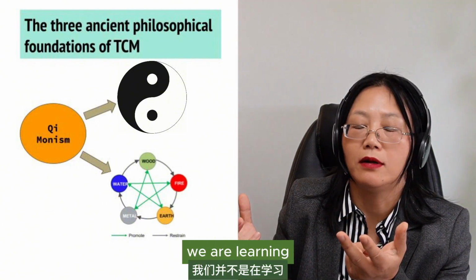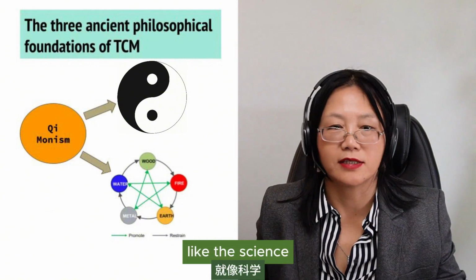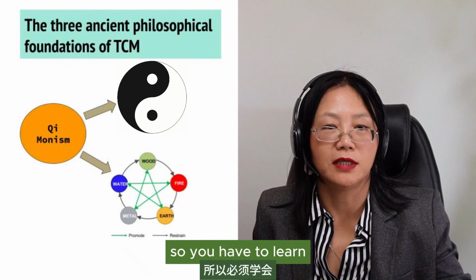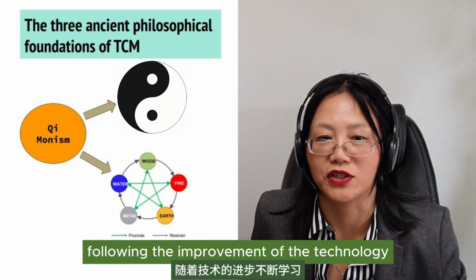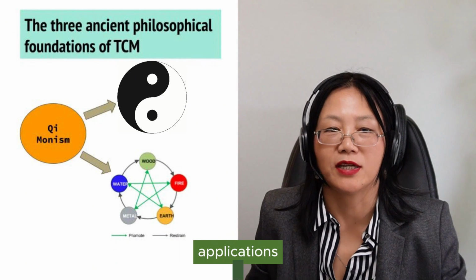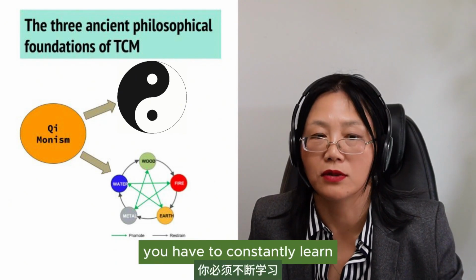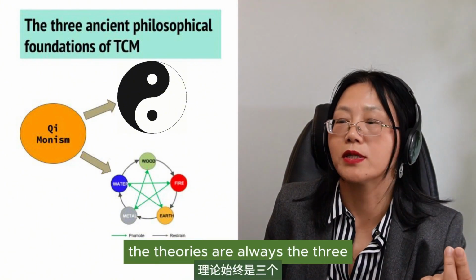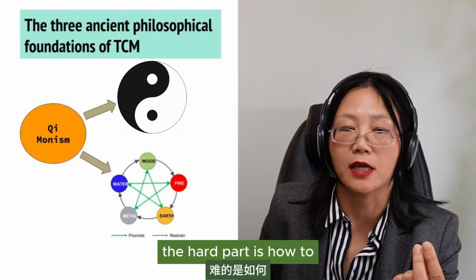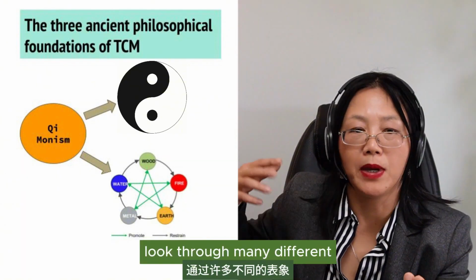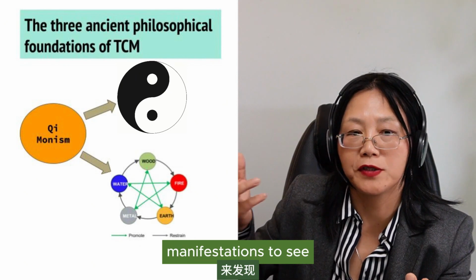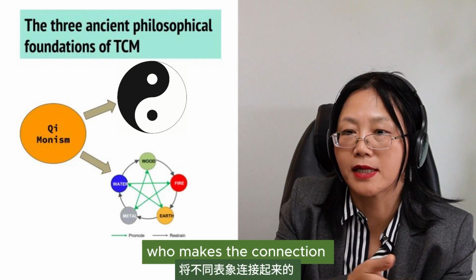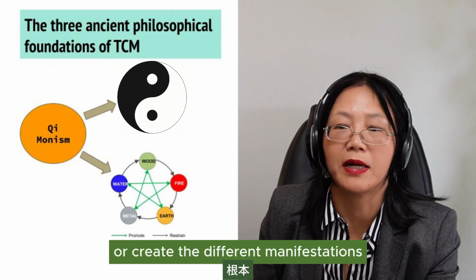It's not like we are learning diversified series, like science, which always has new creations and new discoveries. You have to learn following the improvement of technology, like our computers, with so many applications and series you have to constantly learn. But for traditional Chinese medicine, the theory is always the same. The hard part is how to look through many different manifestations to see the underlying philosophies which make the connection or create the different manifestations.